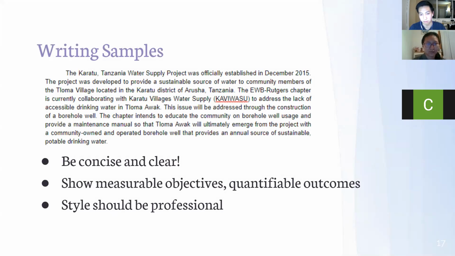I'm not going to read the excerpt in full because that might take a little too much time and be pretty boring. But the idea is that the language to be used in a grant should be concise and clear, show measurable objectives and quantifiable outcomes, and the style should ideally be as professional as possible. So you want to be as clear and succinct as possible in your explanation, but you don't want to mince on the details, because if you don't include enough details, we just get rejected.